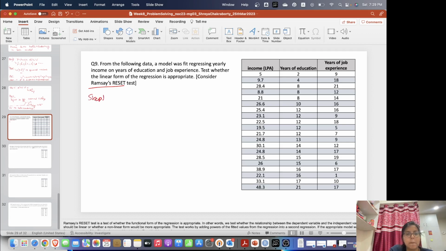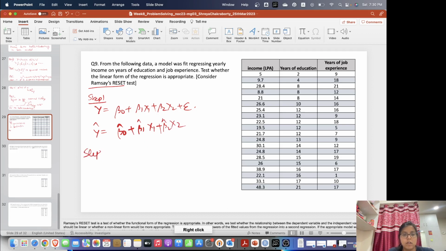First, step 1, we'll fit y on x1 and x2. This is the model. We would have y hat as, we have already obtained, minus 7.097 plus and so on. So we have this equation. If I write it in terms of notation, we already have beta naught hat plus beta 1 hat x1 plus beta 2 hat x2. This is the predicted equation.